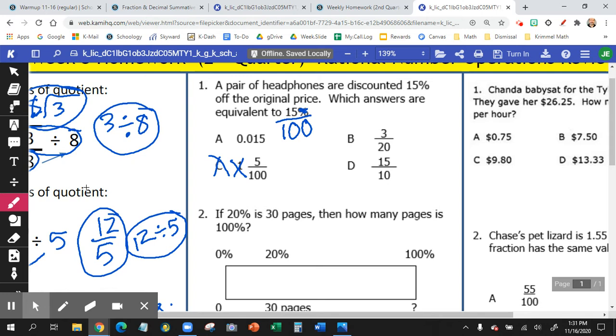All right, and then 15 over 10, it's missing a 0. So we know it's not that. And then this one is going to be 15 out of 1, 2, 3 decimal place values, 15 thousandths. So we know it's not that. So 15 out of 100, if we divide by a factor of 5, or actually we can compare this. So 3/20 times 5 is 15, and 20 times 5 is 100. So 3/20 is equal to 15 out of 100, or 15%.